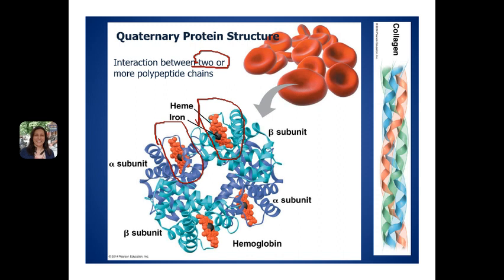Another example of a protein with quaternary structure is collagen. Now, collagen is a very differently shaped protein, as you can see here. Collagen consists of 3 chains that are mostly alpha helical, and these 3 chains are interacting with each other almost like braided with each other, and that allows it to fulfill its function as a support protein in our tissues and around our tissues.